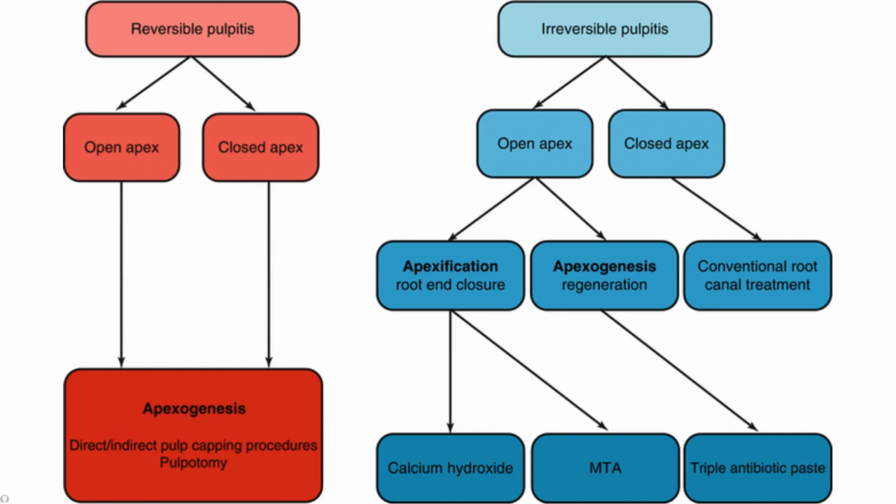If you have an open apex, you can do either apexification or apexogenesis. Very important. Now, for the apexification, as you know, in order to close the roots, if the coronal and the radicular portion of the pulp is inflamed, you do apexification. Don't think about anything else. The apexification procedure can be done by either calcium hydroxide or MTA, and as I said before, MTA is more preferred than the calcium hydroxide.